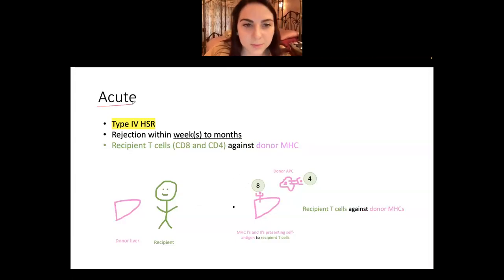Acute, this can happen weeks to months. It varies in time. It's a type 4 hypersensitivity. So with this color coding, since it's type 4, T cells are going to be involved. This is going to be both your CD8 and CD4 T cells against donor MHC. If we have a CD8 T cell involved here, MHC1 and MHC2 can present these self-antigens from the organ to the CD8 positive T cell, and that would cause a reaction. And here, the donor antigen presenting cell is presenting antigen to the recipient's T cells. It's super weird, like you have a disconnect. So that's your type 4.